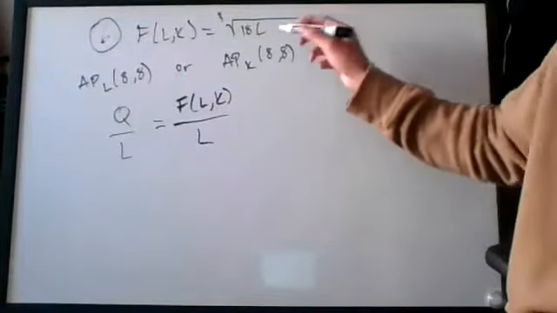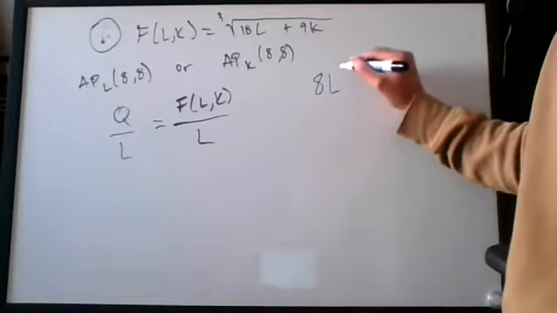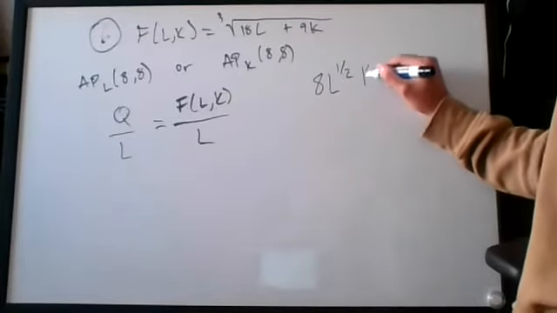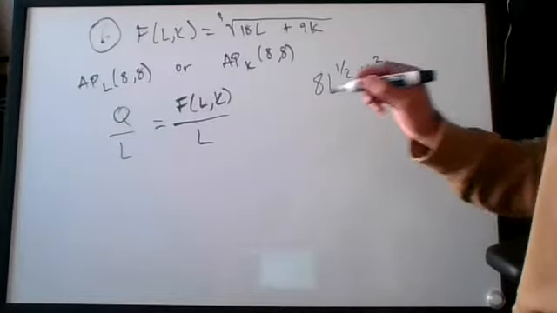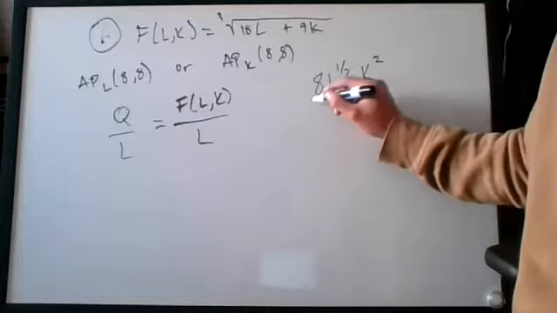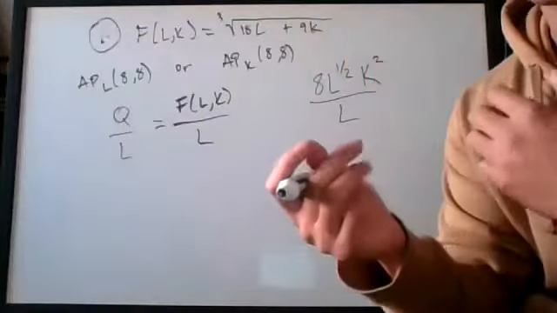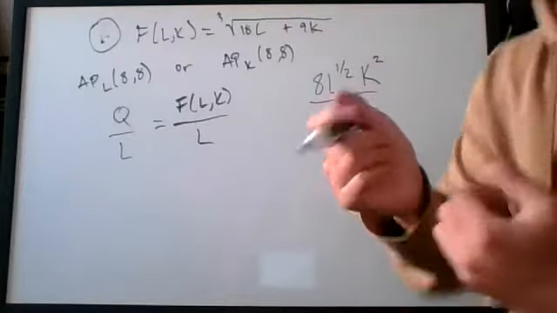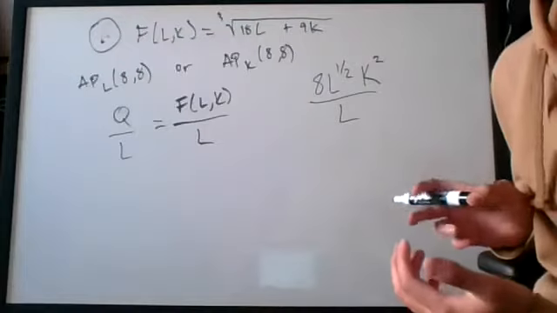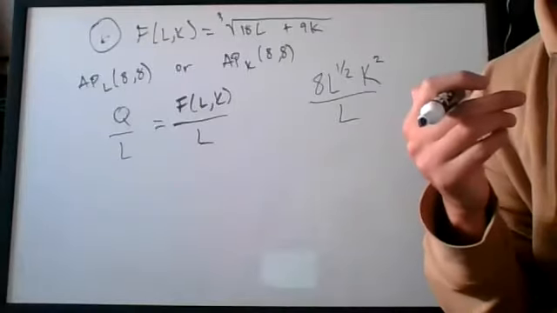Maybe this doesn't work so well for something like this, but say that we had 8L to the 1/2 over K squared as our production function. Then the way we would find the average production of labor is to just divide everything by L, and from there plug in various input quantities. It works like a demand function, if you will. No matter what the input quantities are, you can always find the average production of labor.